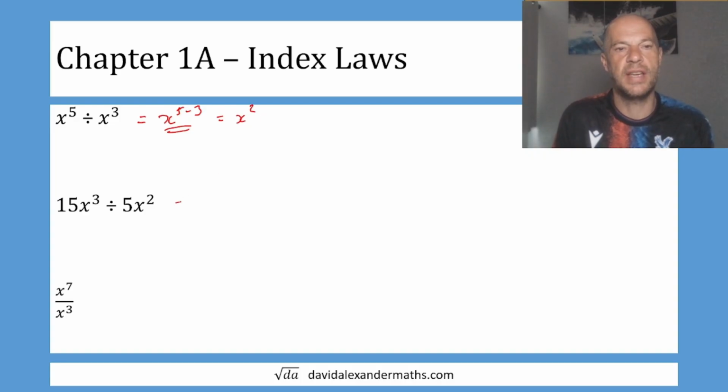When there are numbers at the front, deal with the numbers first. 15 divided by 5 is 3. X cubed divided by x squared is x to the power of 3 take away 2, so x to the power of 1. Although anything to the power of 1 is the same as just writing the thing itself, so 3x to the power of 1 is the same as writing 3x. So generally you will never see anything raised to the power of 1.